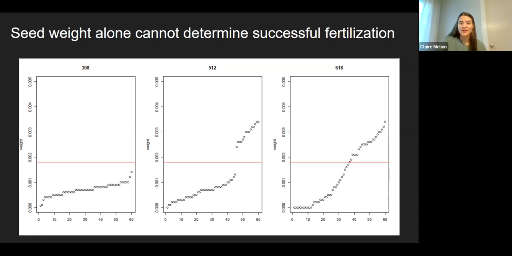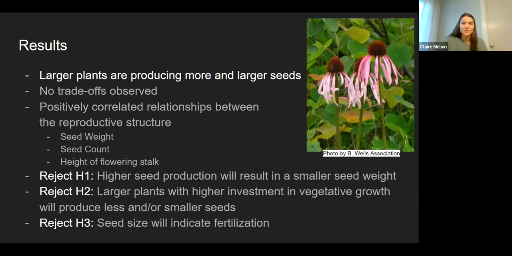So moving forward, it would be important to include germination trials of these seed heads to, again, assess maternal fitness and seed viability. So looking at these results together, larger plants are actually producing more seeds and larger seeds. So instead of seeing a trade-off between the vegetative growth and reproductive output, we actually saw a positive correlation between these 3 reproductive structures, including the seed weight, seed count, and height of the flowering stalk.